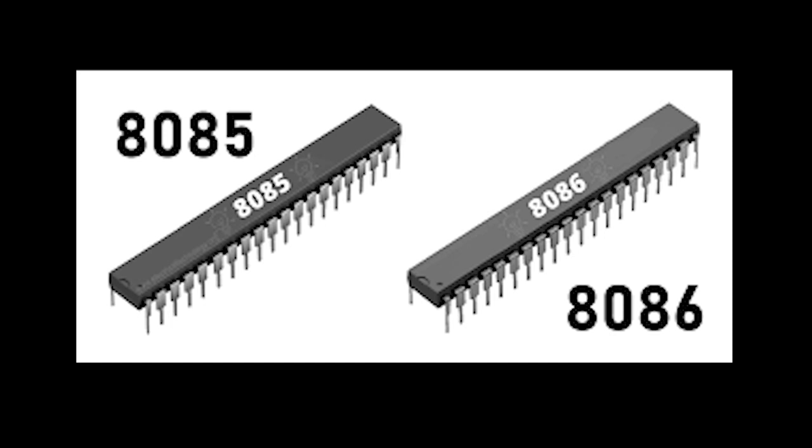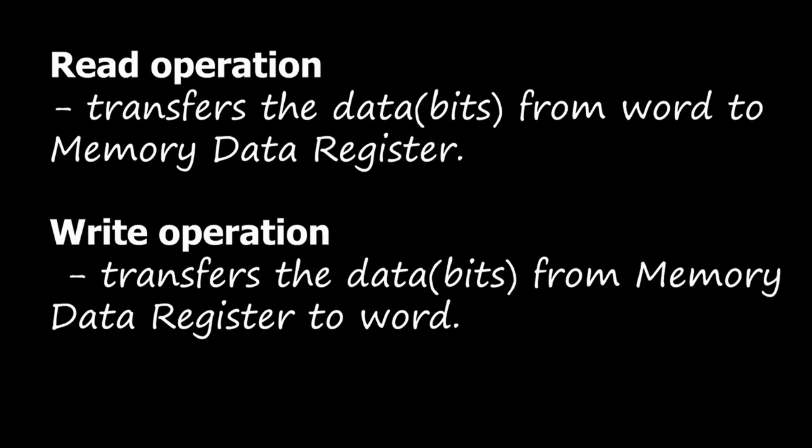The data bus will have 8 parallel wires which transfer either from MDR to word or word to MDR. If it is given 1, the read operation will be done. If it is given 0, the write operation will be done. Clear? The read operation means this transfers the data from, what did I say? Word to memory data register, right? Write operation means the data will be transferred from memory data register to word. Read operation, the data will be transferred from word to memory data register. Write means the data will be transferred from memory data register to word.